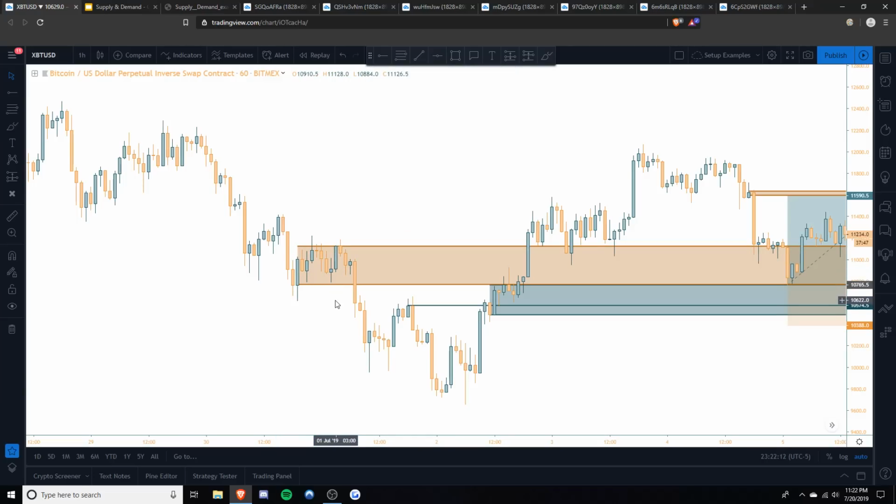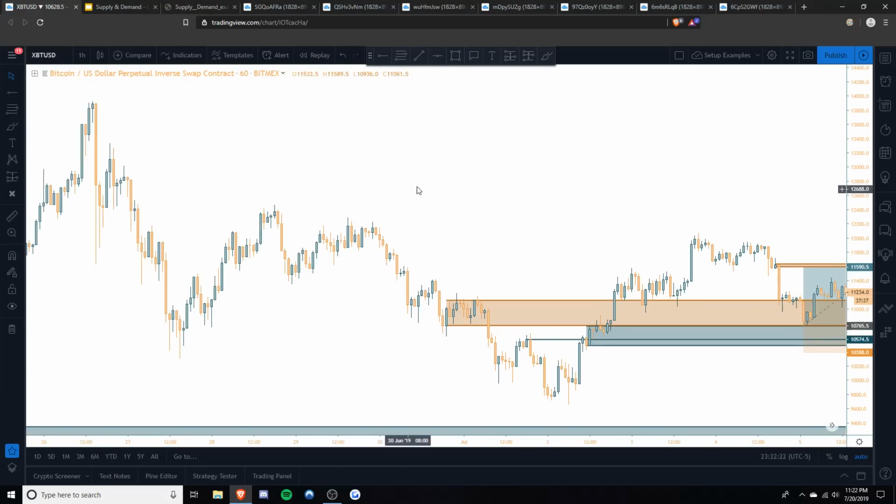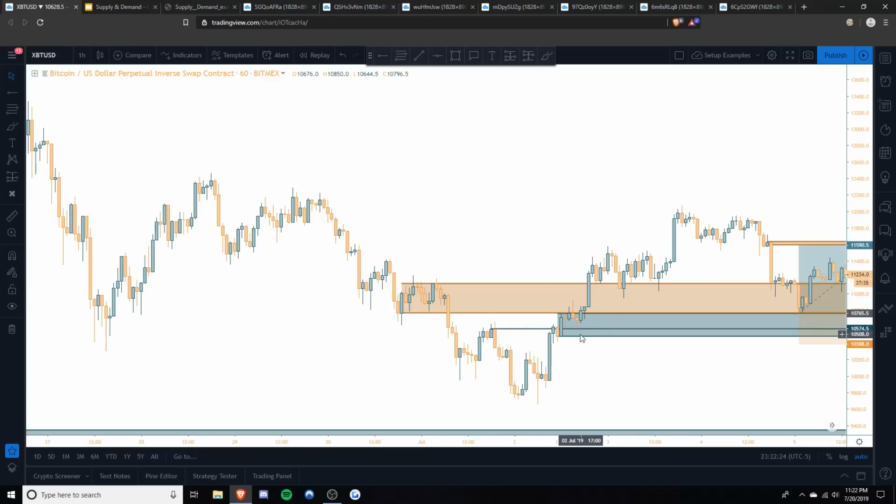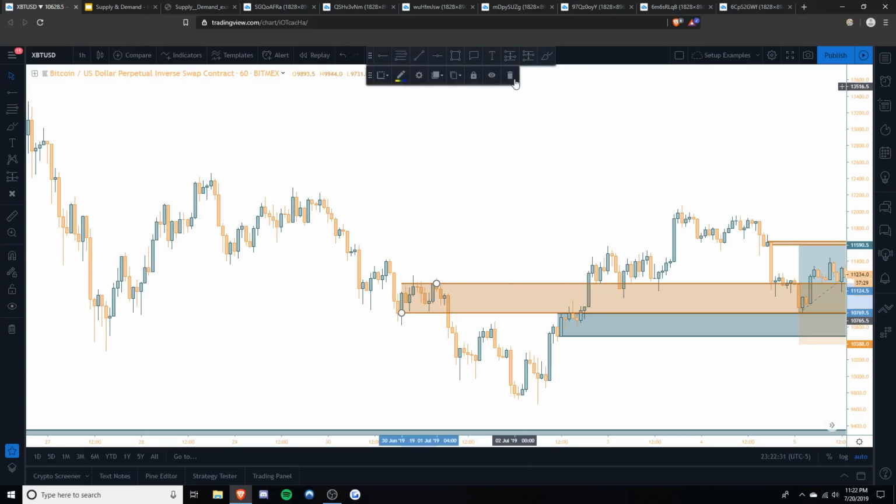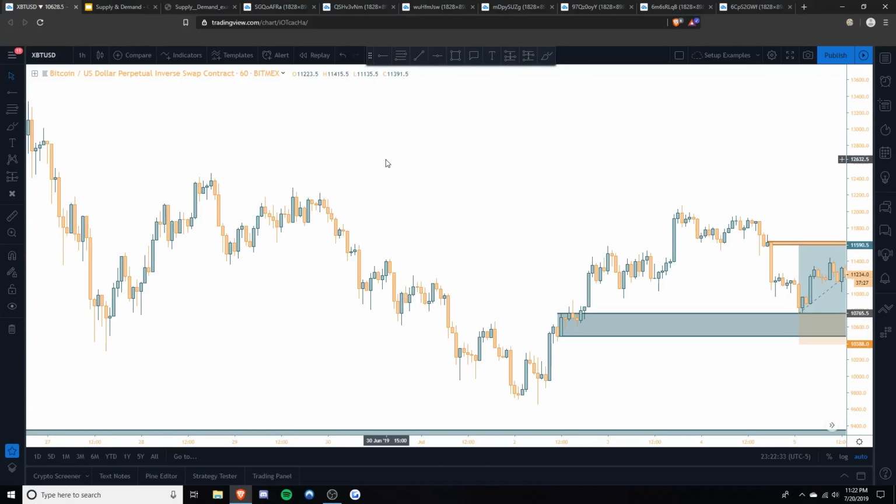pretty unimportant supply zone, because a lot of time was spent here. And the whole move away wasn't very good. I don't know if it broke any key levels, but you can see it just kind of came back to this support level and then went higher. So really, time at the level before it breaks away is key, because it helps you gauge how many of the unfilled orders got filled and whatnot.